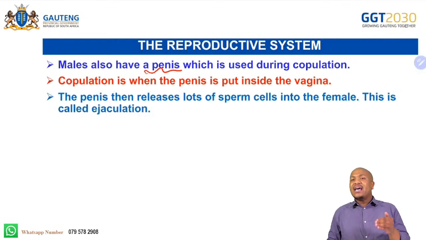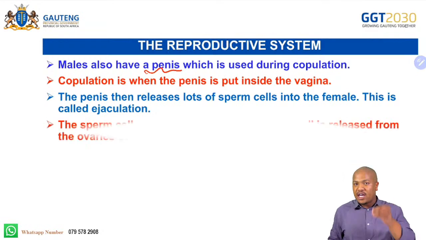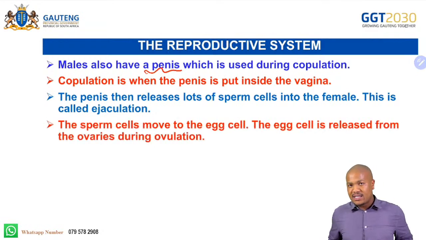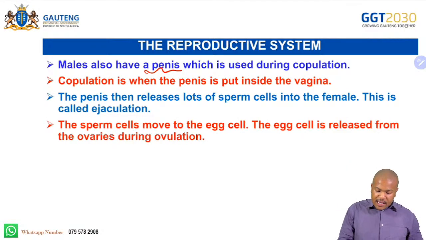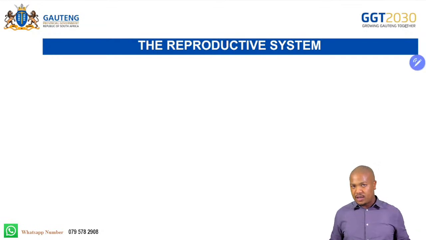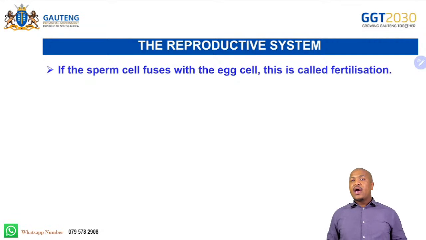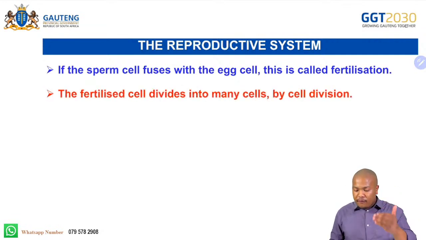The penis then releases lots of sperm cells into the female, and this is called ejaculation, as we have said in the previous slides. Now, the sperm cells move to the egg cell, and the egg cell is released from the ovaries during ovulation. If the sperm cell fuses with the egg cell, a baby is going to be formed.